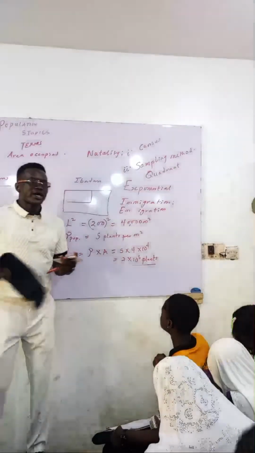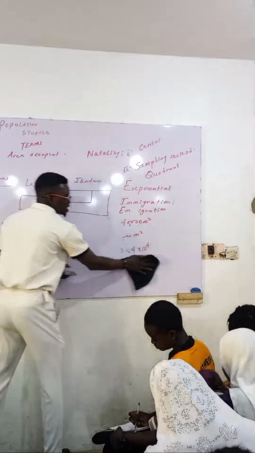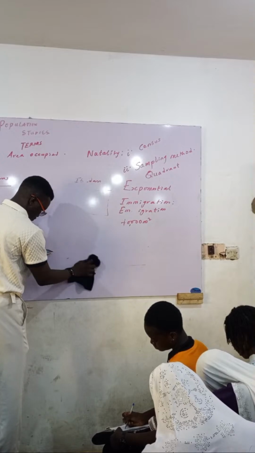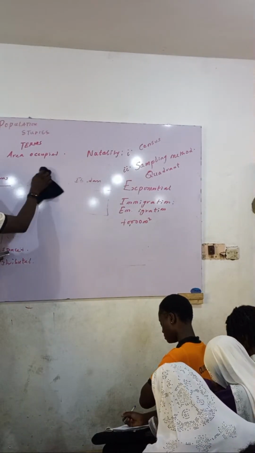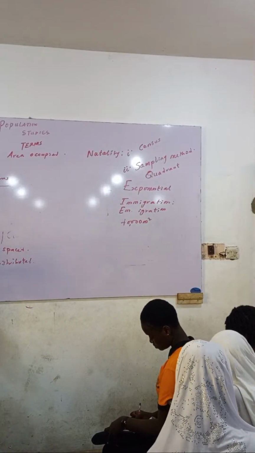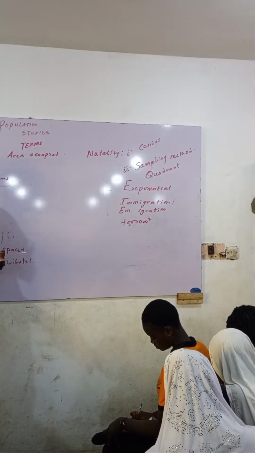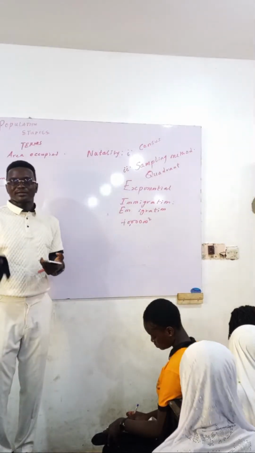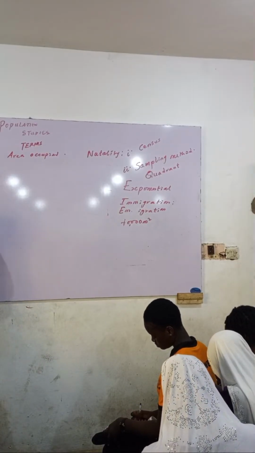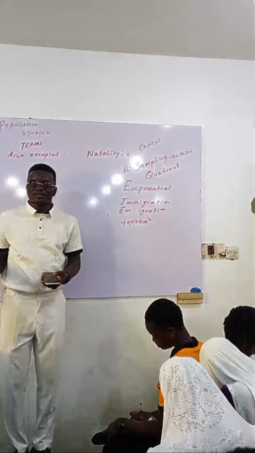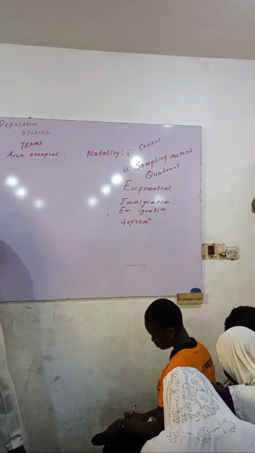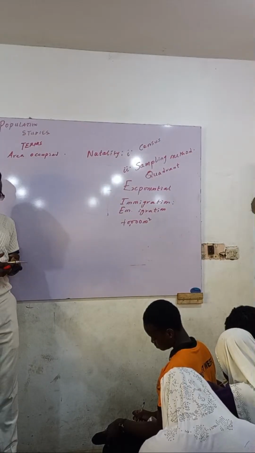A quadrant is a square or rectangular shaped metal that is thrown randomly in a particular area to determine the number of individuals averagely in that area.